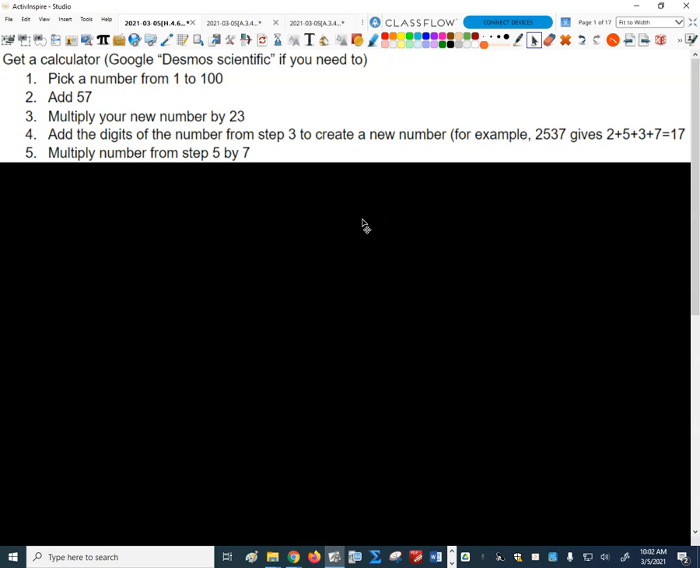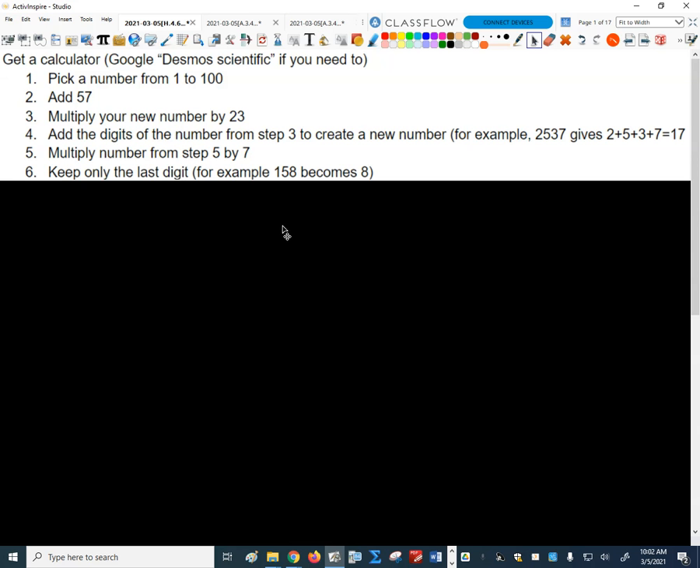Okay, multiply that number by 7. Write that number in row 5. Type a 5 when you're done. Okay, now step 6, keep only the last digit. For example, if your row 5 number was 158, you would only write down the 8. You only keep the last digit. Write down a 6 when you're done with that, or type 6 when you're done with that step.